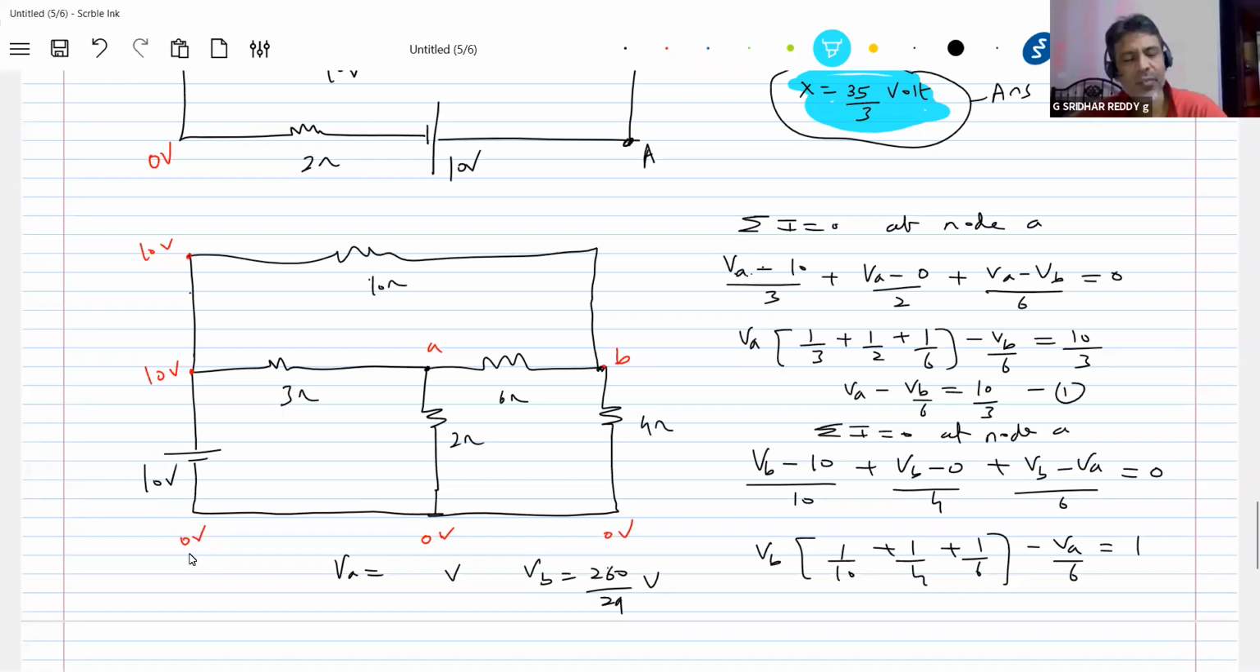By any chance VA greater than 10 volt, it should not happen, no? Because this is what is going to energize the circuit, and definitely the potential at B should be less than 10 volt. There's one more cross check you should have. I'll give one more.